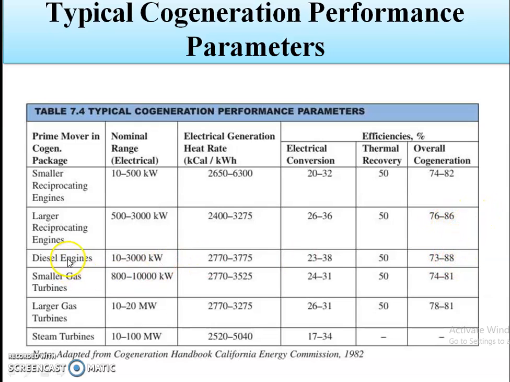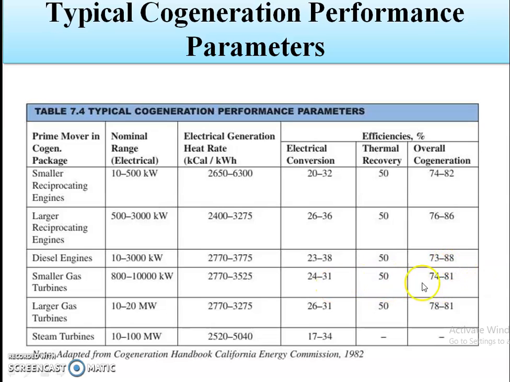When operating the cogeneration unit with a diesel engine, we get a nominal electrical range of 10 to 3000 kilowatt. The heat rate is 2770 kilocalorie to 3775 kilowatt hour. The electrical conversion is 23 to 38%. Thermal recovery is 15%. The overall cogeneration efficiency is 73 to 80%.